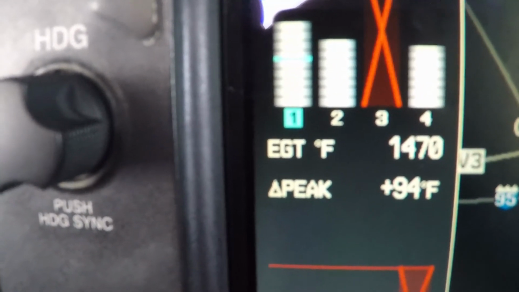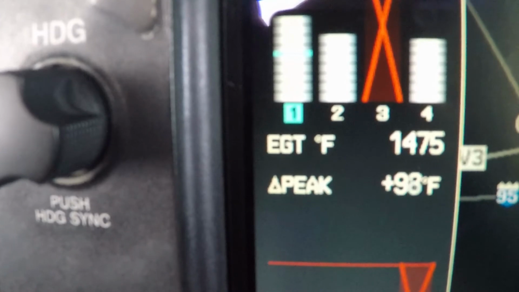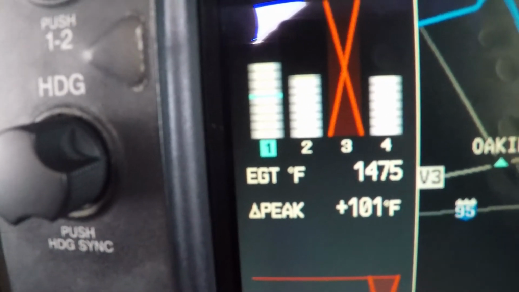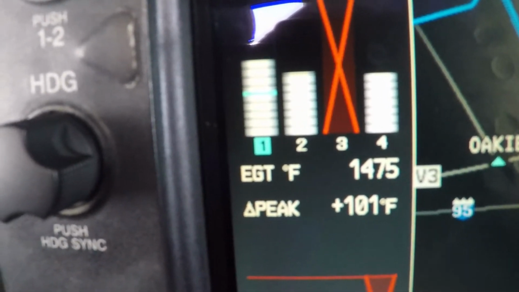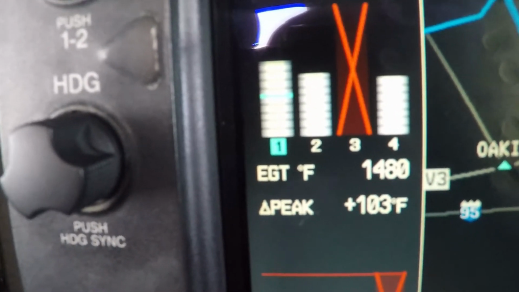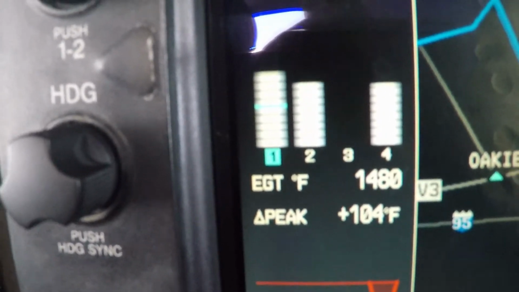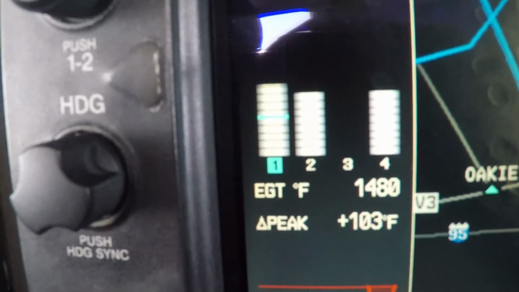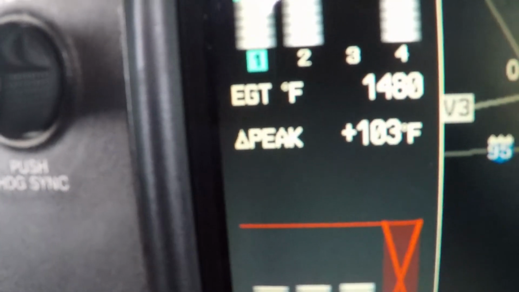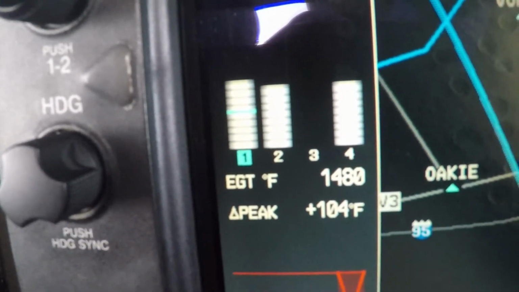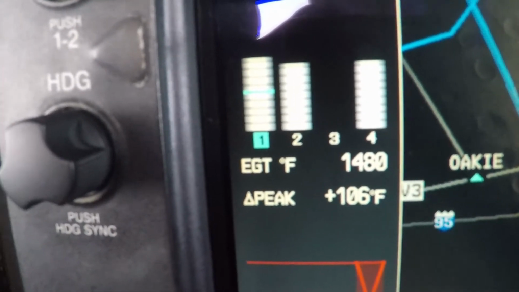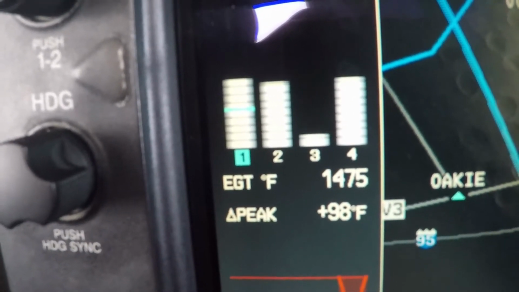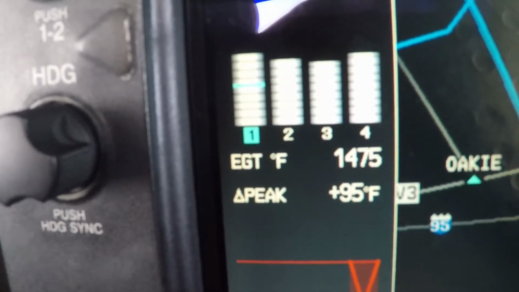So there it is, the delta peak starting to slow down. The EGTs are starting to slow down, which is an indication I'm actually reaching the true peak, not that fake peak that I caused. So there it is, 103, 104, and it kind of stabilized there. So I know 104 was my highest, and also that my EGT was 1480. So if we round it up to 105 degrees minus 75, we get 30.